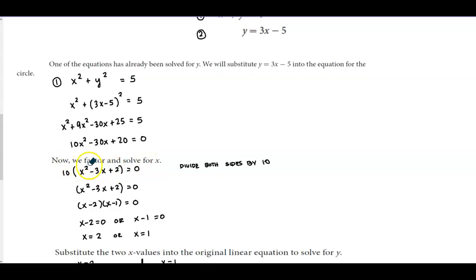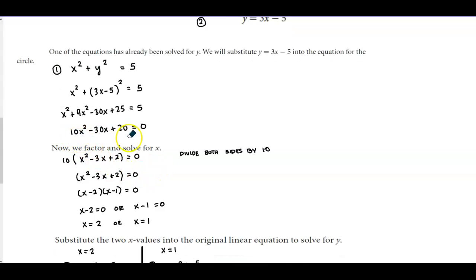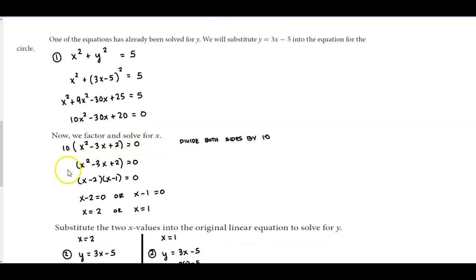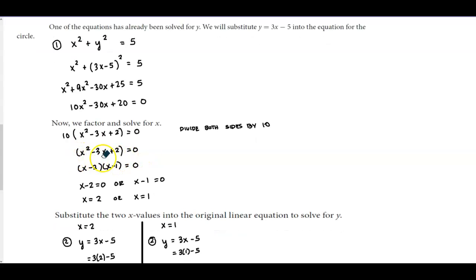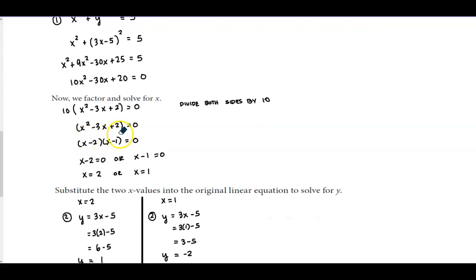Now we want to factor and solve for x. In this equation, there's a common factor of 10, so we can factor out a 10. We have 10 times the quantity x squared minus 3x plus 2. Now we can divide both sides by 10, since it's just a constant, and 0 divided by 10 is 0. So all we have left is this quadratic equation, x squared minus 3x plus 2. When we factor that, we get x minus 2 times x minus 1, and that's equal to 0.